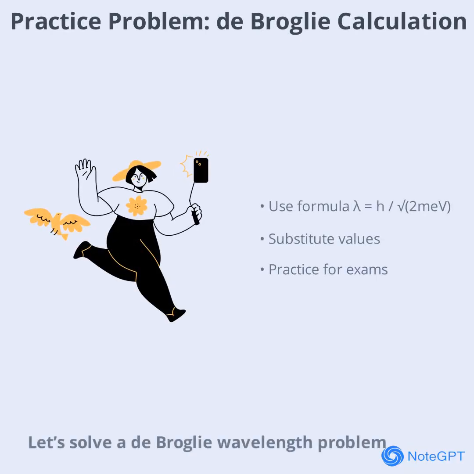Let's solve a de Broglie wavelength problem. If an electron is accelerated through 100 V, what is its wavelength? Use the formula lambda equals h over the square root of 2meV. Substitute the values for h, m, e, and V to find the answer. Practicing such problems helps reinforce your understanding and prepares you for exam questions.